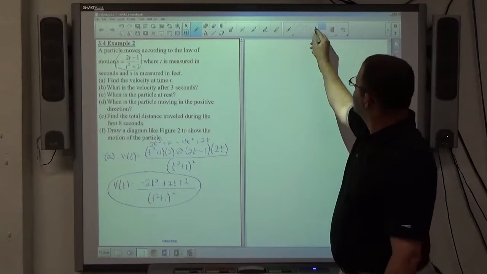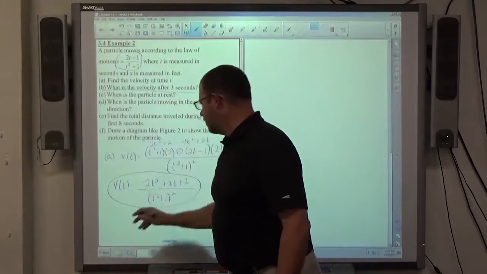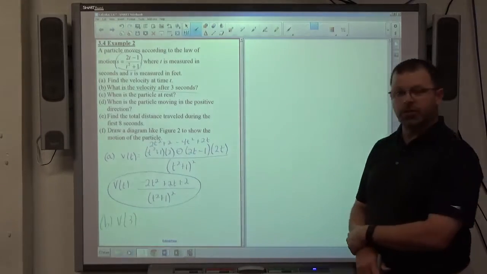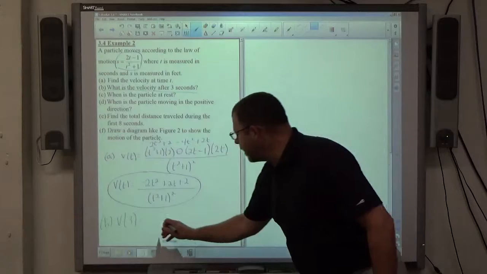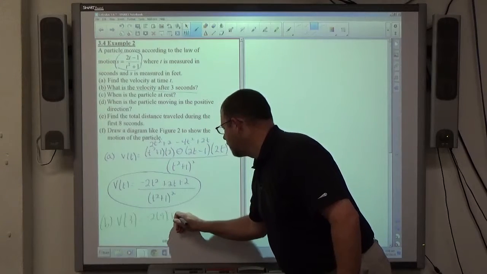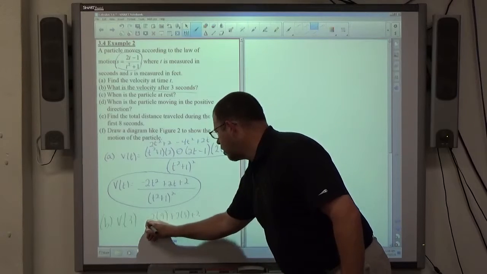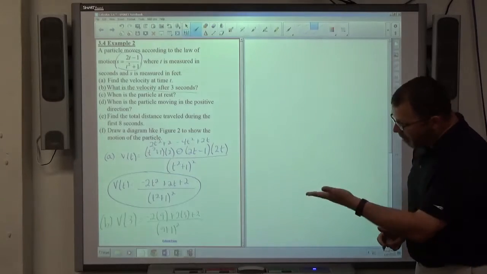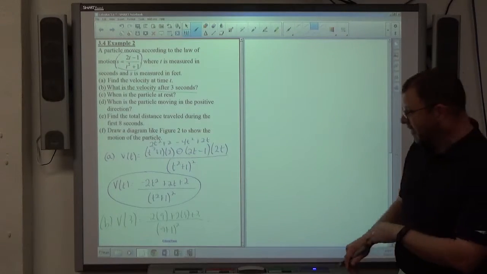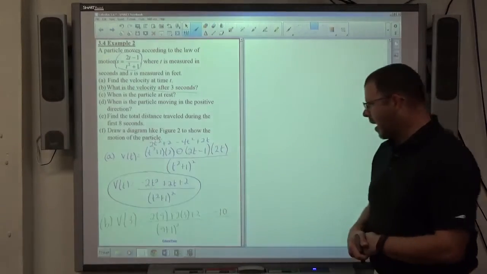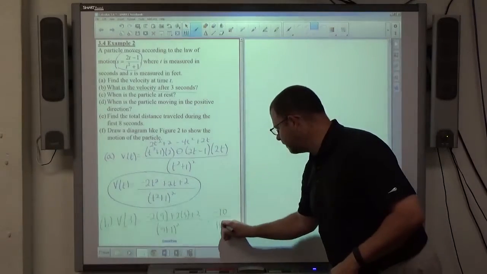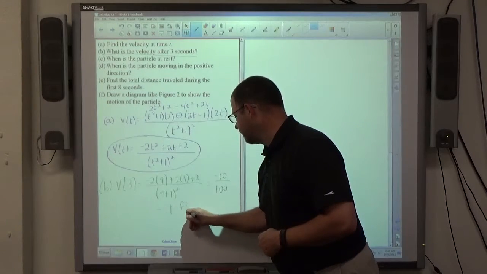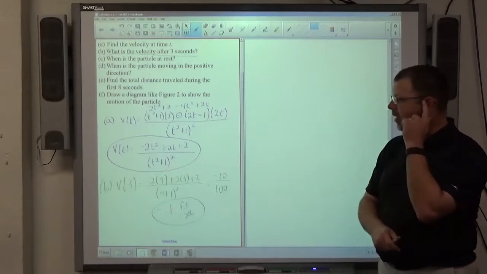So part B, what is velocity after 3 seconds? So that's, part B is again just what is v of 3. All right, v of 3 just means to change all those t's to 3's, right? So I'm going to get negative 2 times 3 squared plus 2 times 3 plus 2 over 3 squared plus 1 squared. All right, the top, negative 18 plus 6 plus 2 is going to be negative 10. And the bottom is going to be 10 squared, which is 100. So the velocity would be negative 1/10 feet per second at 3 seconds.